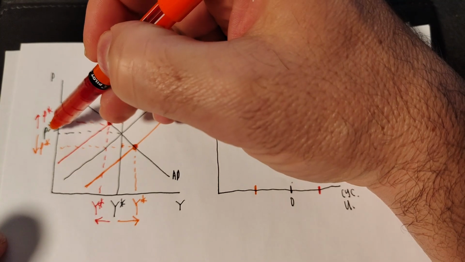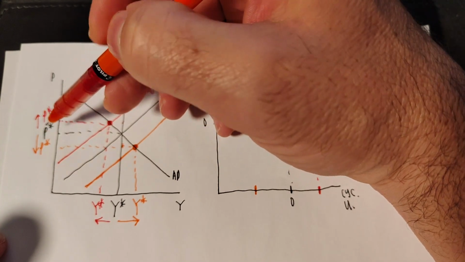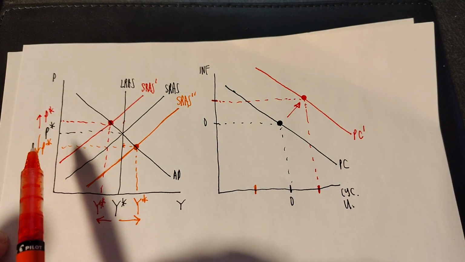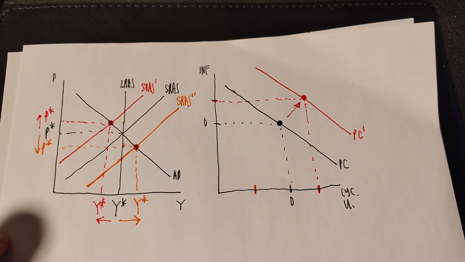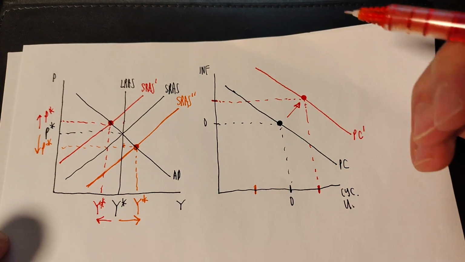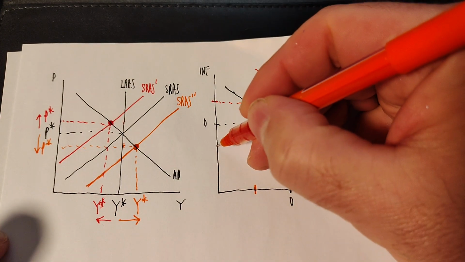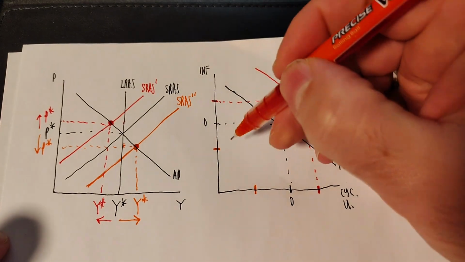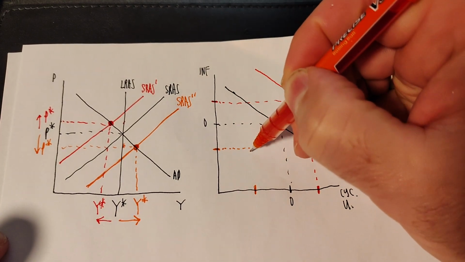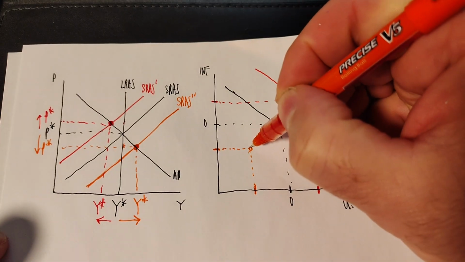But we also have an inflation rate, which now is negative, because orange P star minus black P star divided by black P star is negative. So our inflation is going to be below zero as well. And when we connect those two points together, we get this point over here.